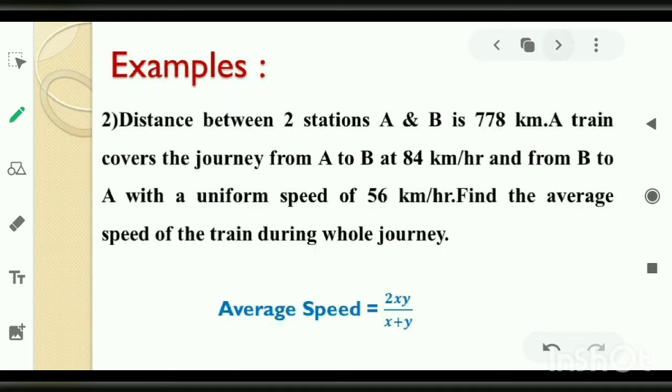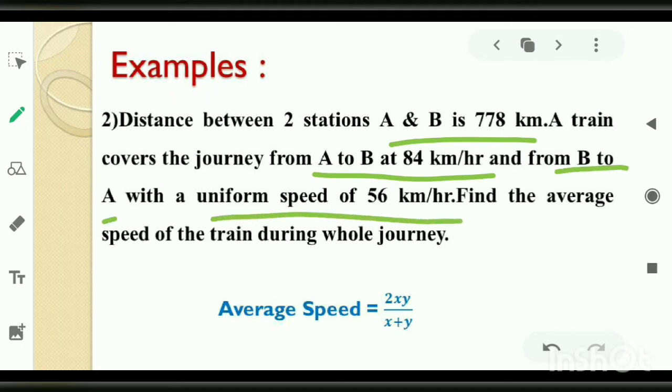Good. Let's read the second problem. The distance between the two stations A and B is given as 778 km. A train covers a journey from A to B at 84 km per hour and from B to A with a uniform speed of 56 km per hour, and we are supposed to find the average speed of the train during the whole journey.